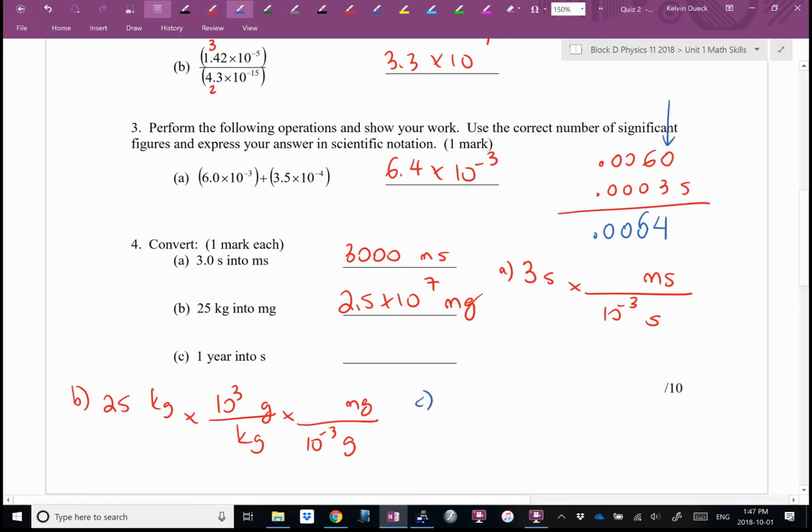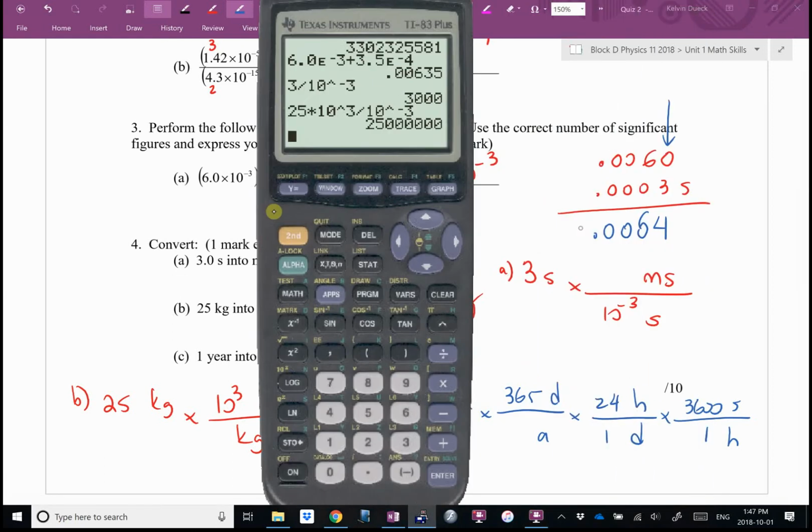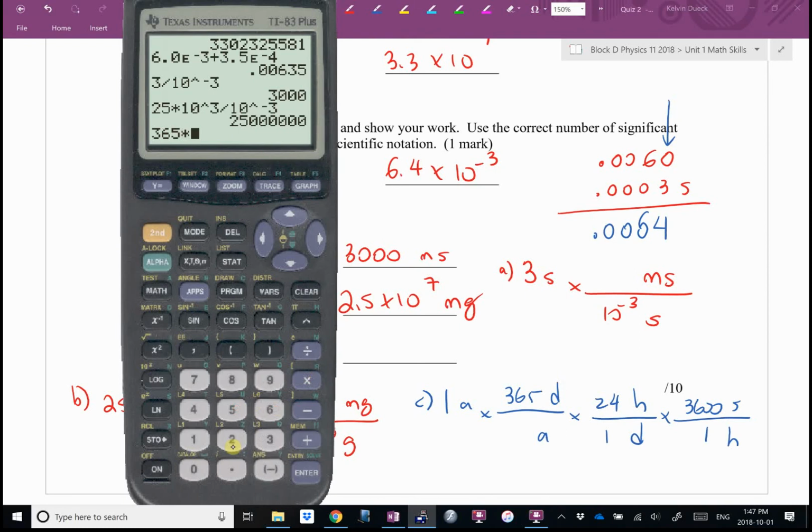C, 1 year into seconds. 1 year times 365 days. I want days to cancel, so I know the D goes there. Hours, 24 hours is 1 day. I have memorized that there is 3,600 seconds in 1 hour. Otherwise, I would go 60 minutes and then 60 seconds. Also, I'm running out of room to write, so I had to cheat a little bit. 365. Oh, they're all on top. So times 24 times 3,600.